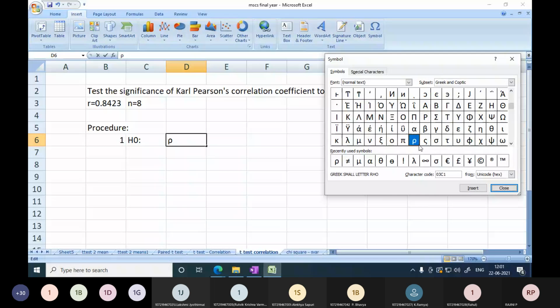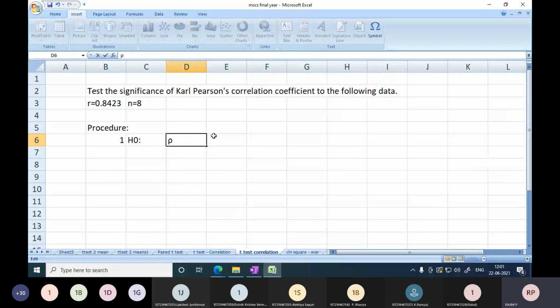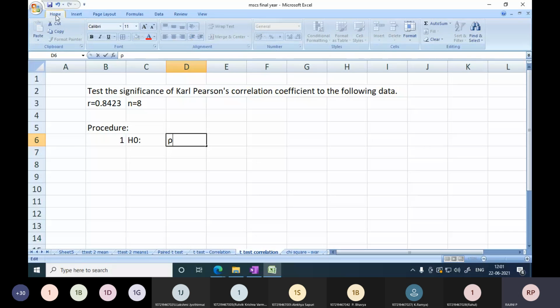Rho is equal to. Now tell me, what is rho equal to? What do you have to take? 0. Yes, here they did not mention, so we'll take rho is equal to 0.